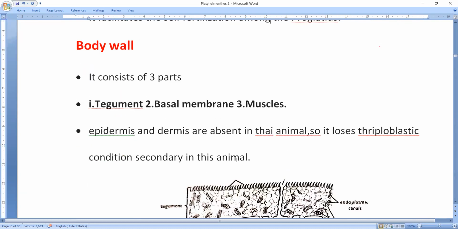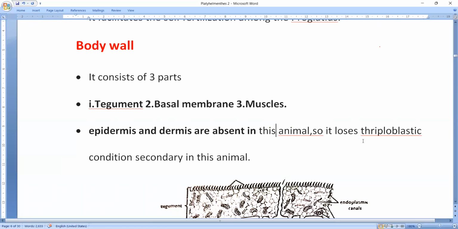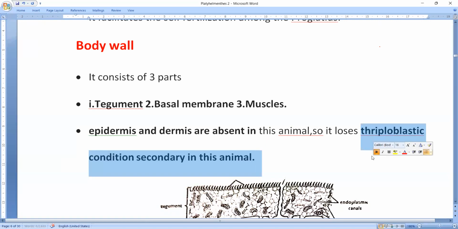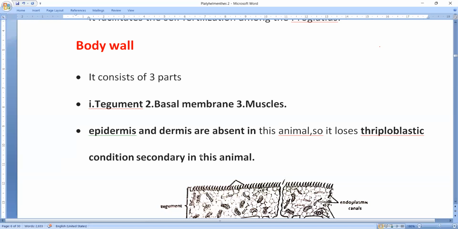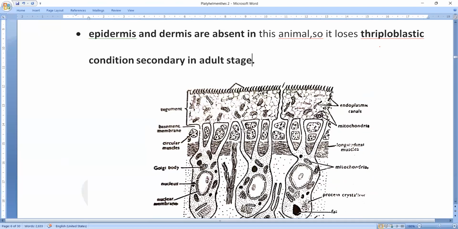Body wall: it consists of three parts: tegument, basal membrane, muscles. Epidermis and dermis are absent in this animal, so it loses the triploblastic condition in the adult stage. In the adult stage, the triploblastic condition is lost due to lack of epidermis. So instead, the tegument is present.